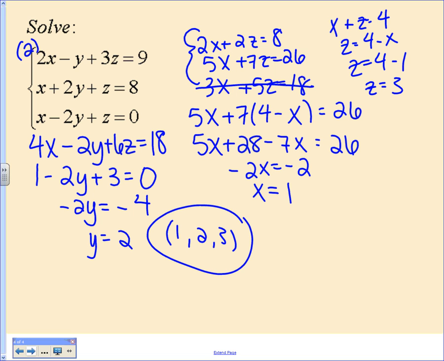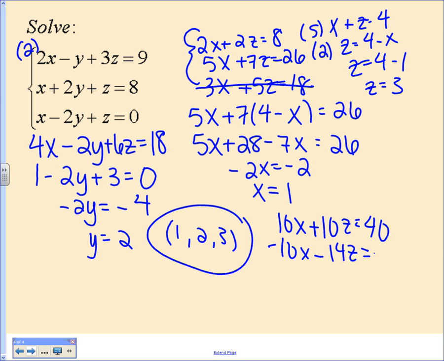What did you eliminate? What variable? You eliminated x. Okay, so you should get 10x plus 10z equals 40, and negative 10x minus 14z equals negative 52. Negative 4z equals negative 12. And then divide by negative 4, you get 3. Any other questions on this one?